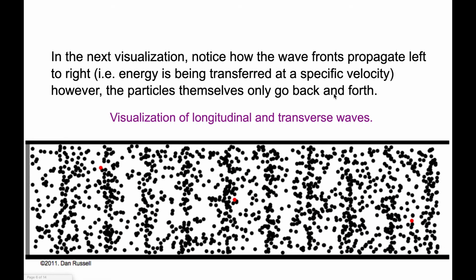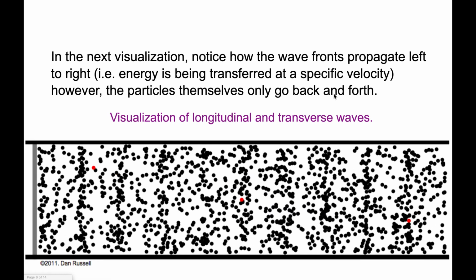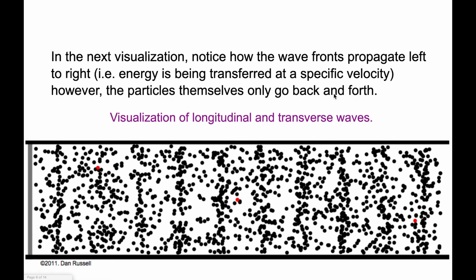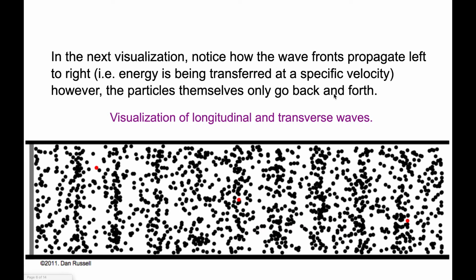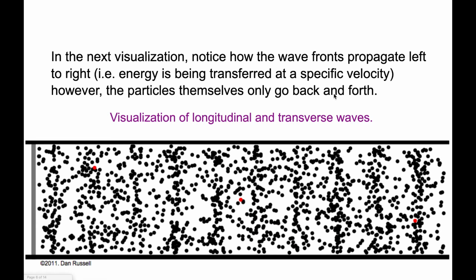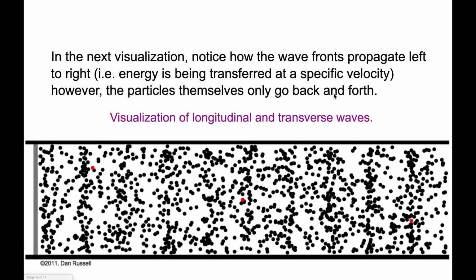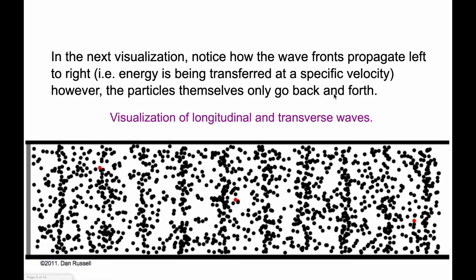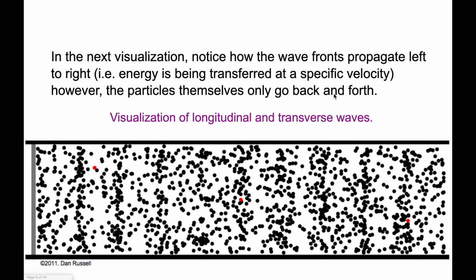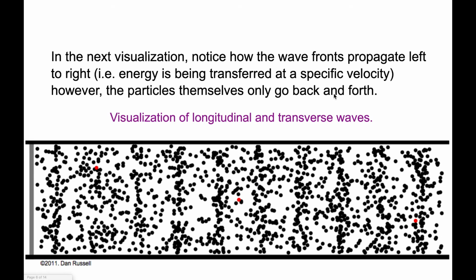The first type of mechanical wave we're going to look at is called a longitudinal wave. In this example, particles move back and forth in the same direction that the wave propagates. So you'll notice in this animation, the wave itself is moving left to right. However, every individual particle is just moving back and forth, left, right, left, right.